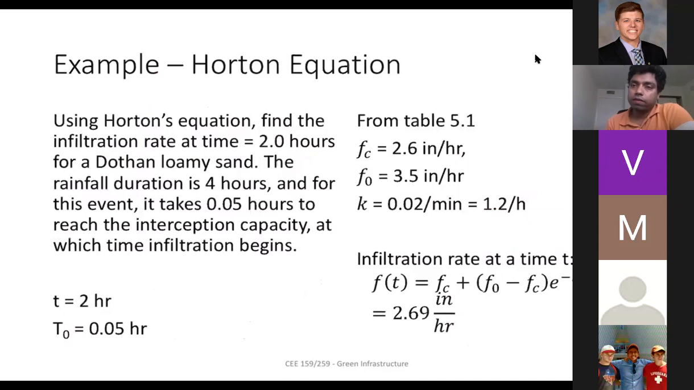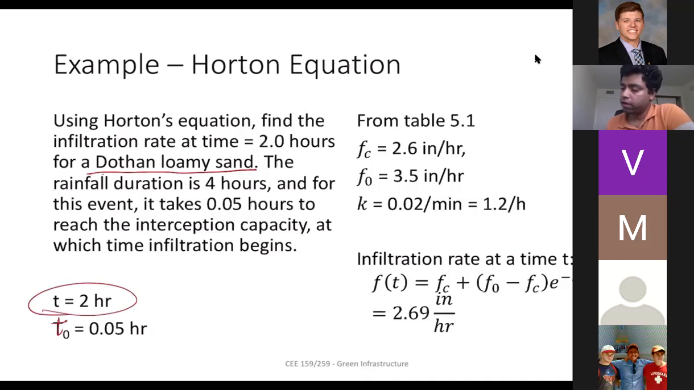Here is an example. This is the example that will typically be in the quiz. Using Horton equation, find the infiltration rate at time 2 hours for a particular type of soil, which is loamy sand. And it says that the rainfall duration is 4 hours. For this event, it takes about 0.05 hours to reach the interception capacity. That means infiltration can only begin after 0.05 hours. So that's T0. And I asked you what's the infiltration rate after time T equal to 2 hours.